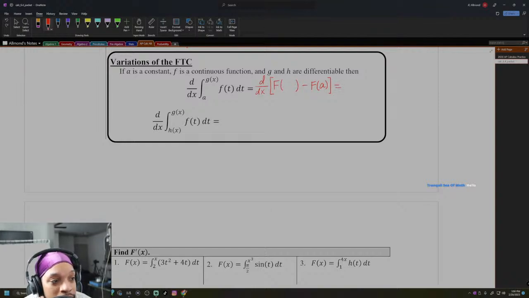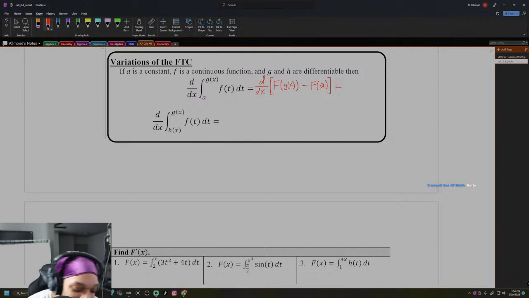But what do we put in the first parentheses, though? F of g of x. Yeah, F of G of X. How does that work though? Because usually it's just A and B, where it was F of B minus F of A. But this time it's G of X, whatever the upper bound is. But the whole point is you're taking the derivative of capital F, which is a function, evaluated at G of X, which is another function.